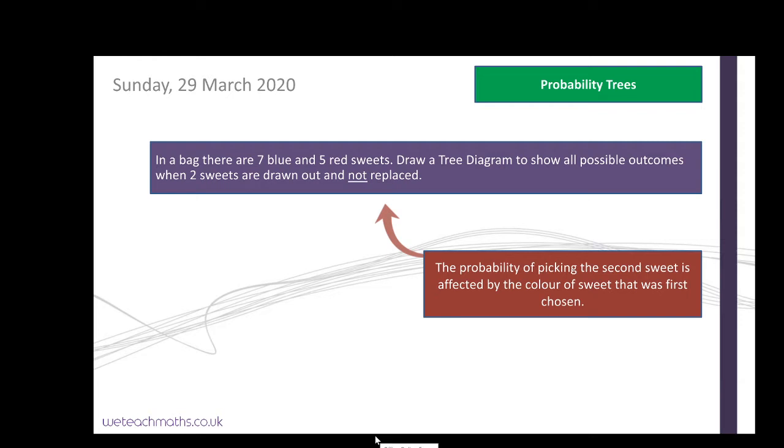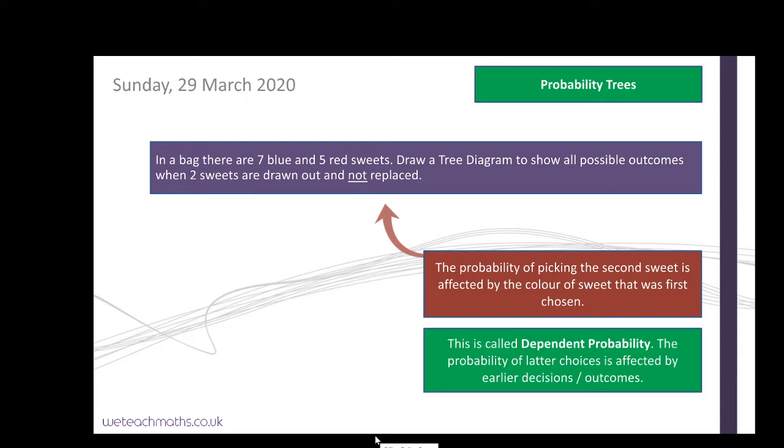So the probability of picking the second sweet is affected by the colour of the sweet that was first chosen. This is called dependent probability because it depends on the first choice. The probability of latter choices is affected by earlier decisions or outcomes. So, the tree. We've got blue and red for my first event. This bit is the same as last time.